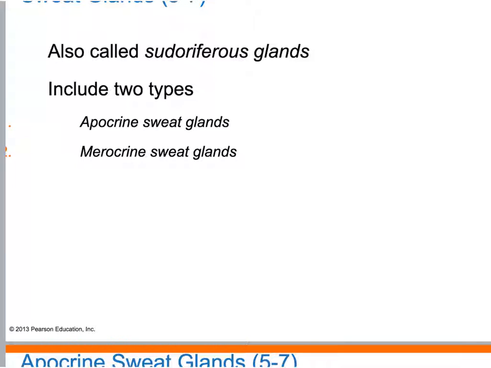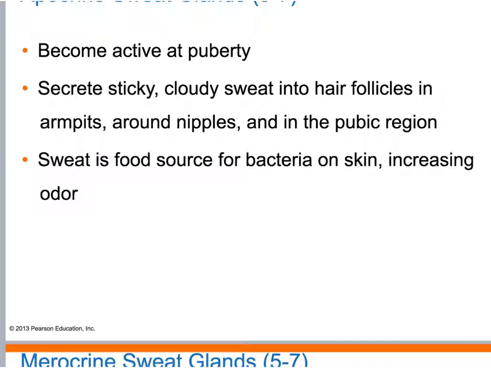Now, as far as sweat glands go, there are 2 types. There's the apocrine sweat glands and the merocrine sweat glands. The apocrine sweat glands become active at puberty, and they secrete a sticky, cloudy sweat into the hair follicles in the armpits, around the nipples, and the pubic region. Sweat is a great source of food for bacteria on the skin, and that increases body odor.